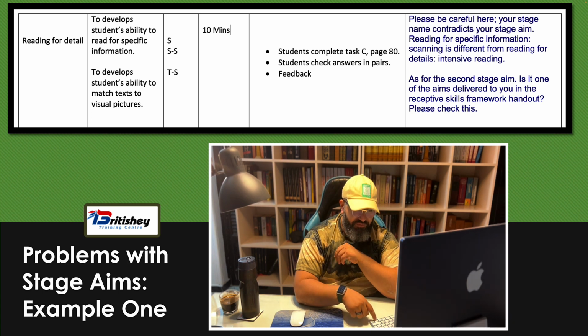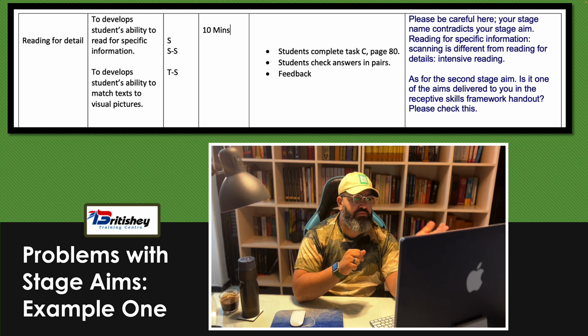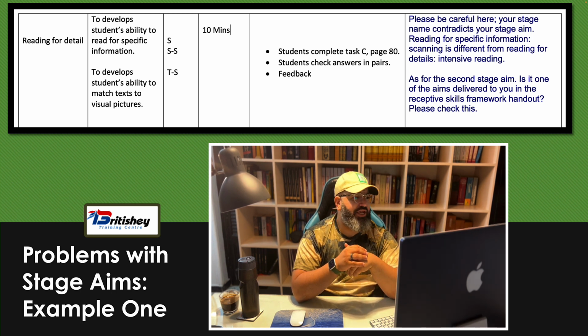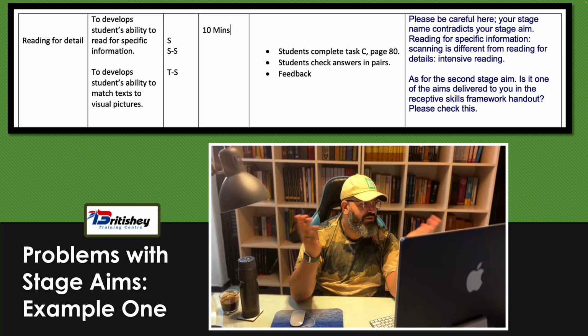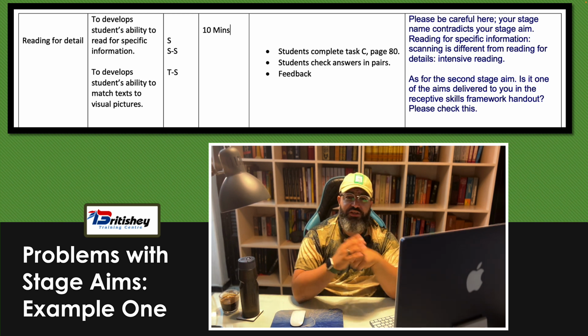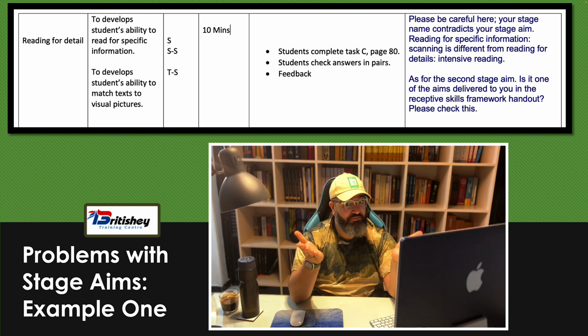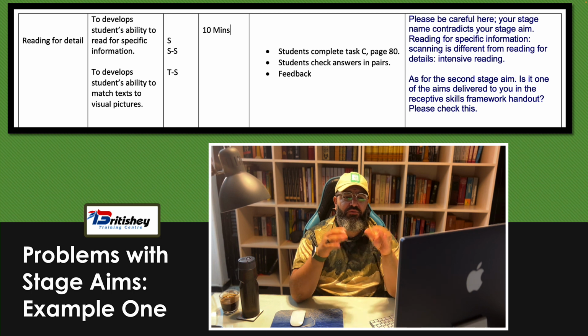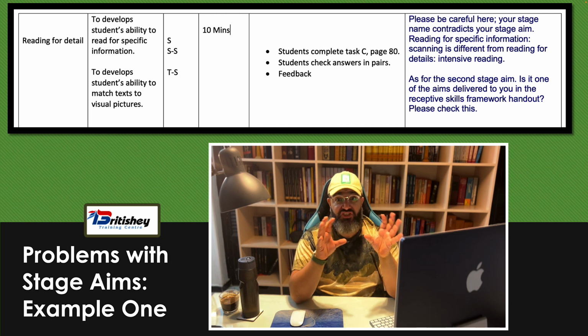Let's see my comments. For the first one, I said, please be careful here. Your stage name contradicts your stage aim. Because what is the stage name? Reading for detail. And what is the stage aim? To develop students' ability to read for specific information. So the stage name is for intensive reading, and the stage aim is for scanning. And these two are different things. I said reading for specific information, scanning, is different from reading for details, intensive reading.